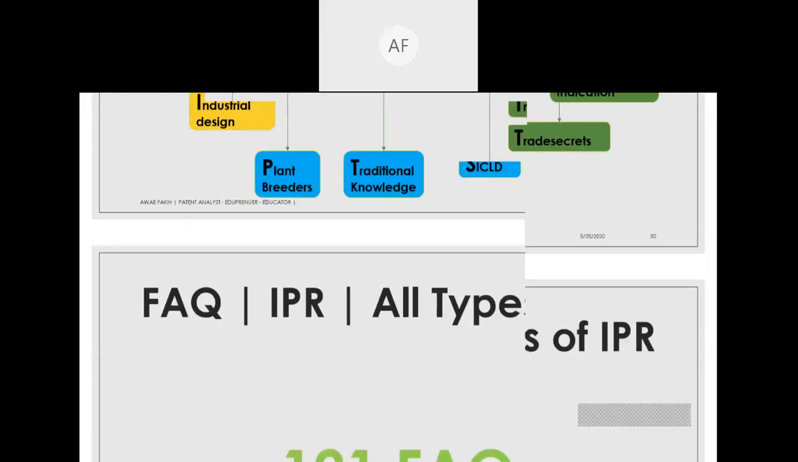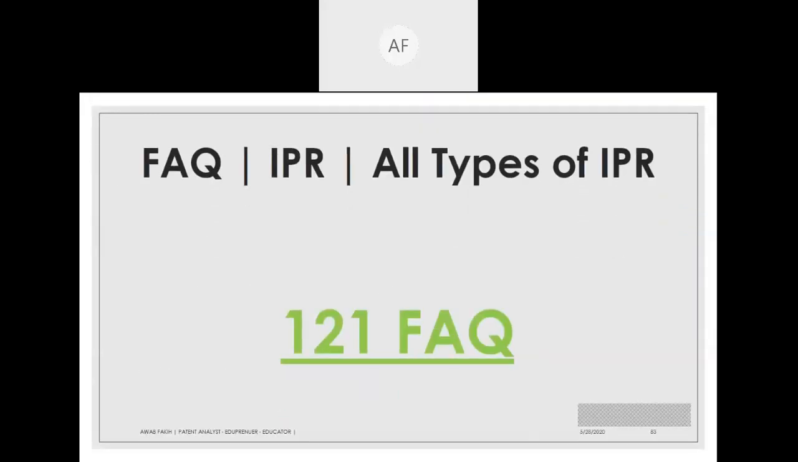Amazing. So for this, 121 FAQs have been generated for all the types of IPR. All your queries should get cleared. Even if they don't, I'll share all my details with you at the end of the session. You can connect to me, as said by Dr. Vishal. Trust me, all the 121 FAQs will clear everything, since these are the most commonly asked questions for all the types of IPR.